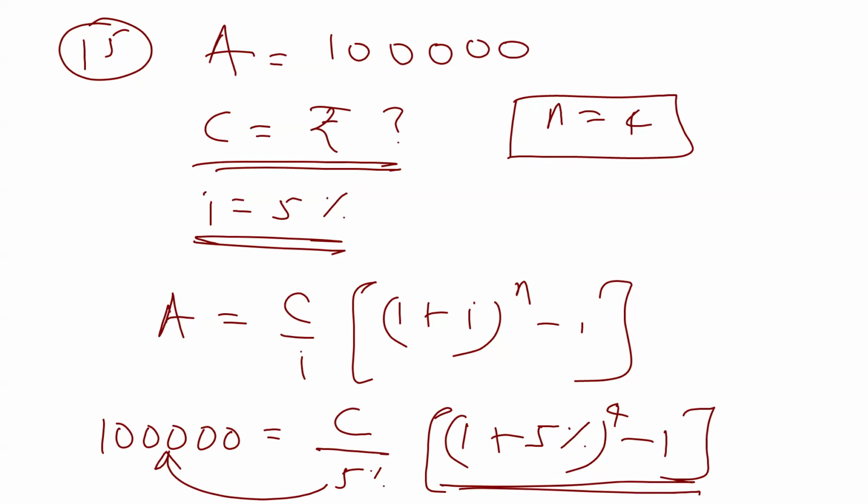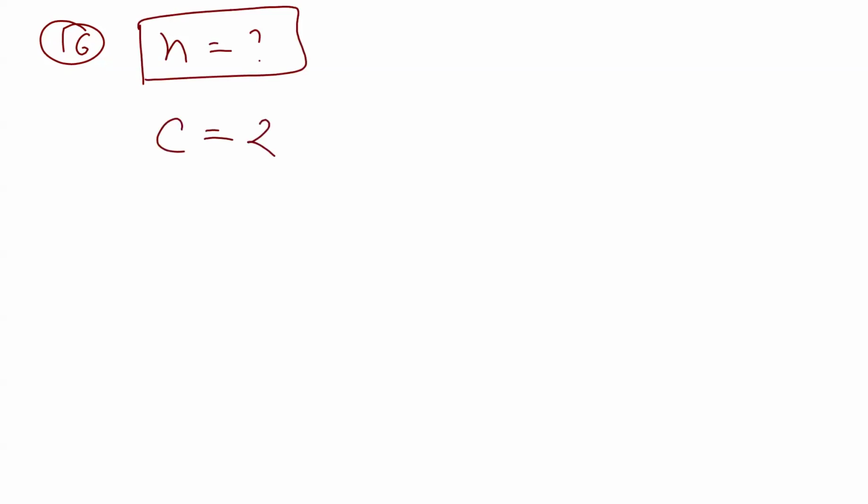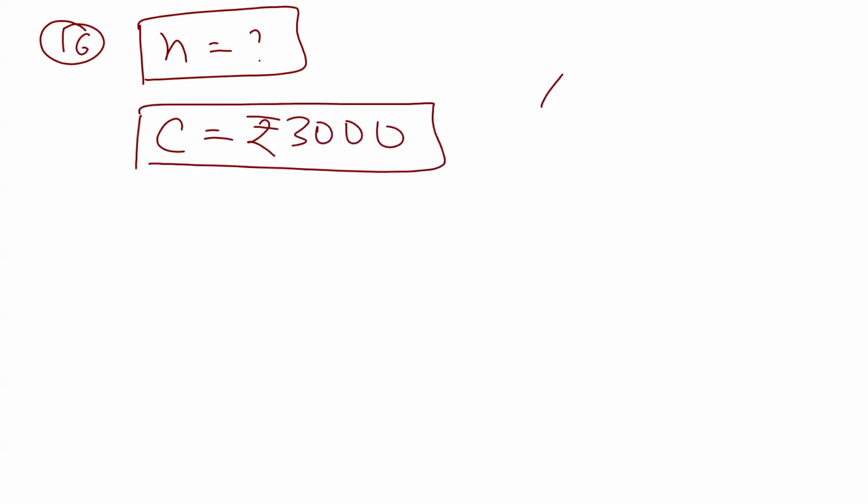Question number 16. Find the least number of years for which an annuity of 3000 must run in order that its amount exceeds rupees 60,000 at 10% compounded annually. So we need to find out N, and basically annuity of 3000. So C is equal to rupees 3000, and amount A should be greater than 60,000.